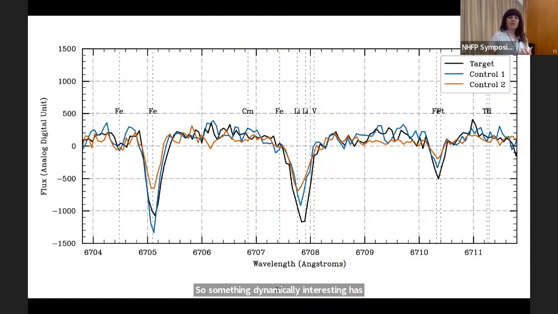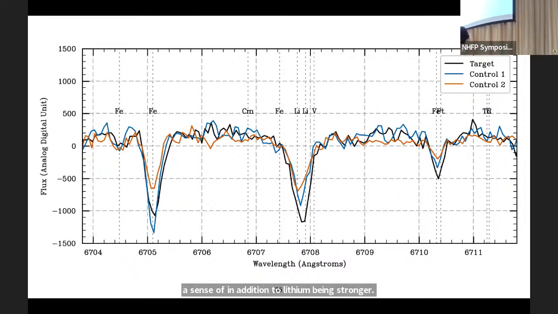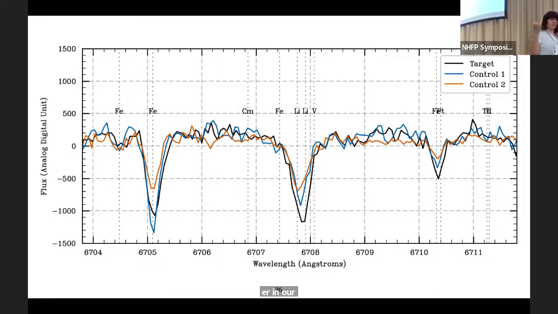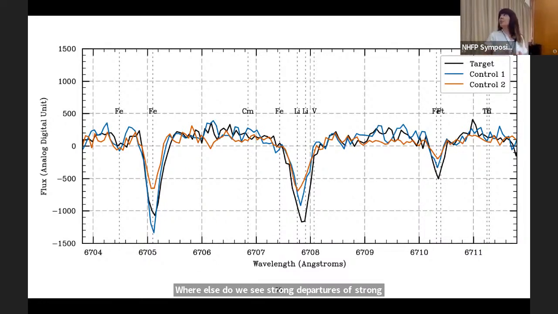And what we did was we looked at lots and lots of radial velocity data, co-added it to get high signal to noise, and it has amazing spectral resolution, in my opinion, 44,000. And she went and found a control sample of stars. This is just two of them shown for comparison here, to get a sense of, in addition to lithium being stronger in our target, there are usually, squeezed between these two objects that are slightly more iron rich and slightly more iron poor, where else do we see strong departures of strong absorption features? And in fact, she's identified 30 specific features corresponding to 10 different isotopes.